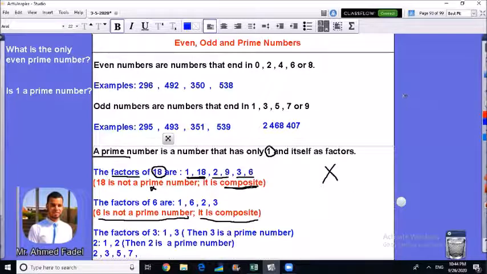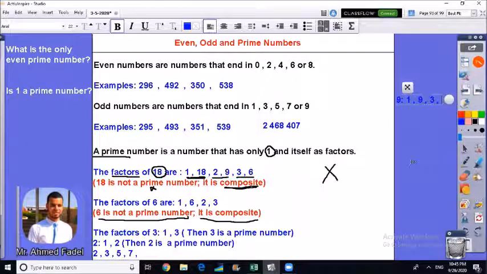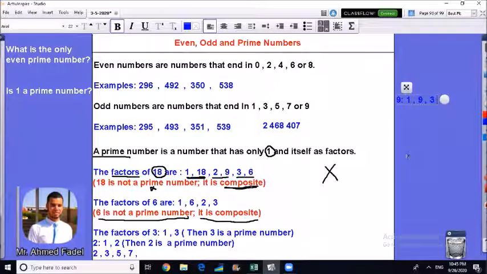Is 9 a prime number? What are the factors of 9? Let's see. The factors of 9 are 1 and 9. Is that it? No. 3 multiplied by 3 gives us 9. So 3 and 3, but we write them only once. So it's 1, 9, and 3. Are the factors of 9 only 1 and 9? No. So 9 is composite, which means it's not prime.